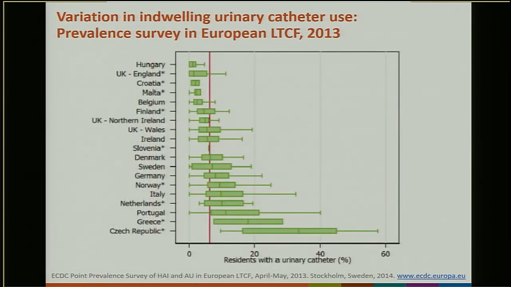Similarly, in European long-term care facilities, they looked not at the individual facility level, but at the country level. And here we can see, looking at the countries stacked from high at the bottom to low at the top, that there's quite a lot of difference in the use of indwelling urinary catheters in long-term care facilities across Europe.